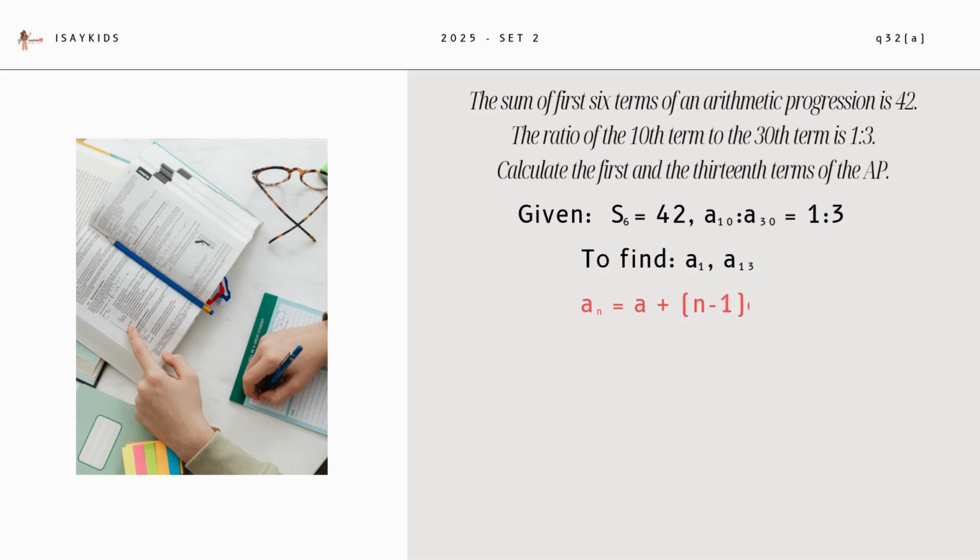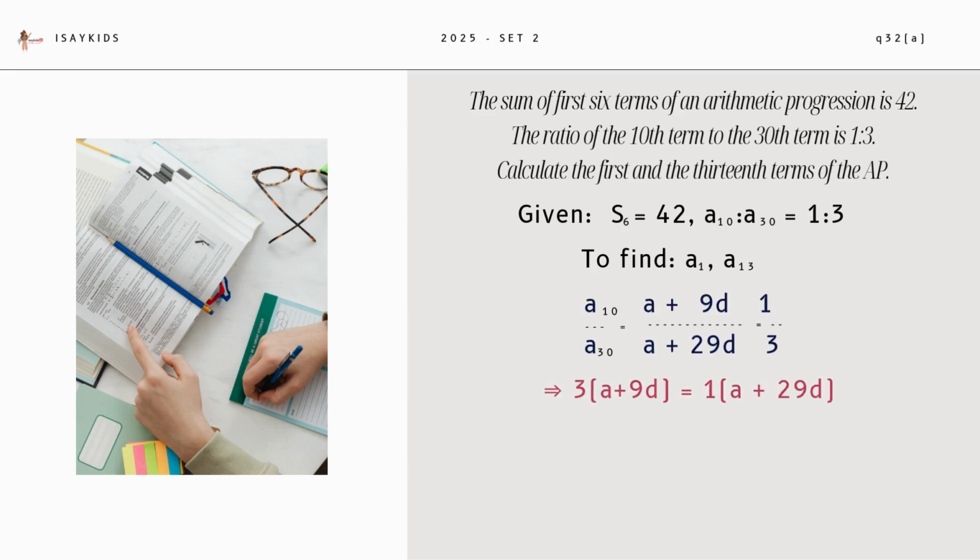an is given by a plus (n minus 1) times d. Hence, a10 upon a30 would be (a plus 9d) upon (a plus 29d) and that is equal to 1 by 3. Cross multiplication, we get, solving further, we get a equal to d.